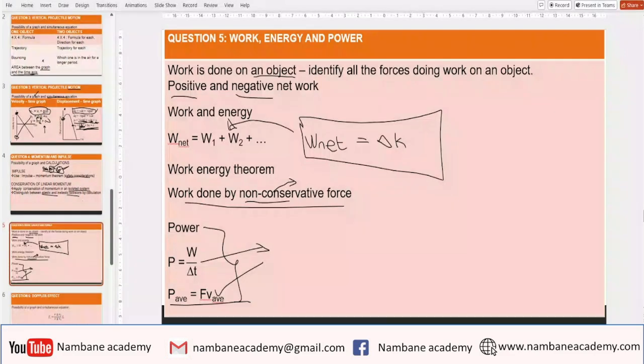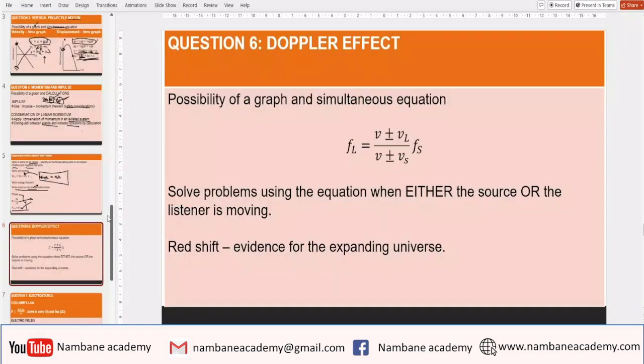And then the other part is all about the Doppler effect. Colleagues, with the Doppler effect, there is a possibility of a graph, or there is a possibility of simultaneous equation calculation. We are familiar with them. But what is important is this formula here. Let's still encourage our learners to write the formula first as it is before they develop it.